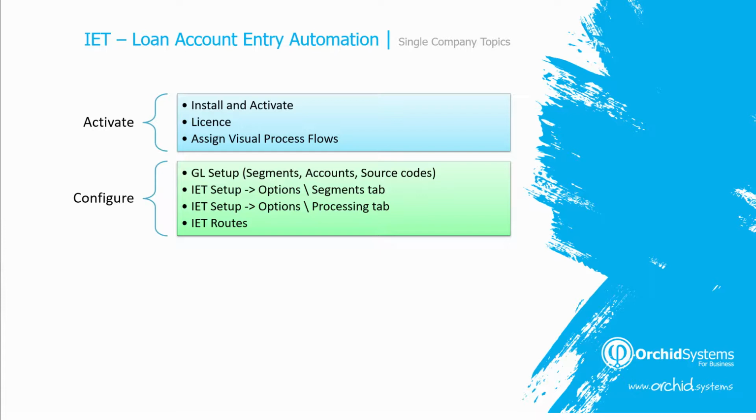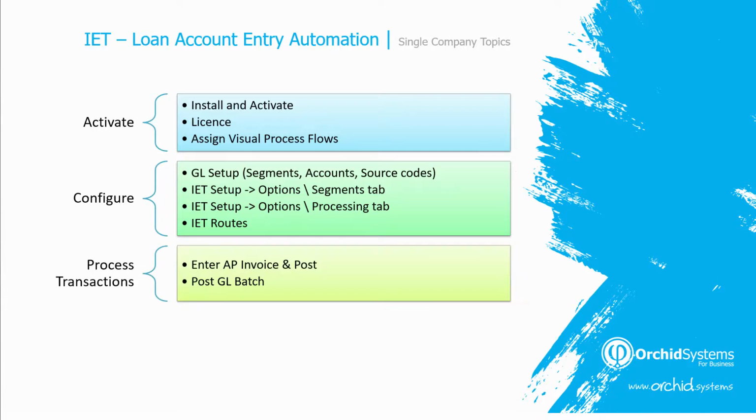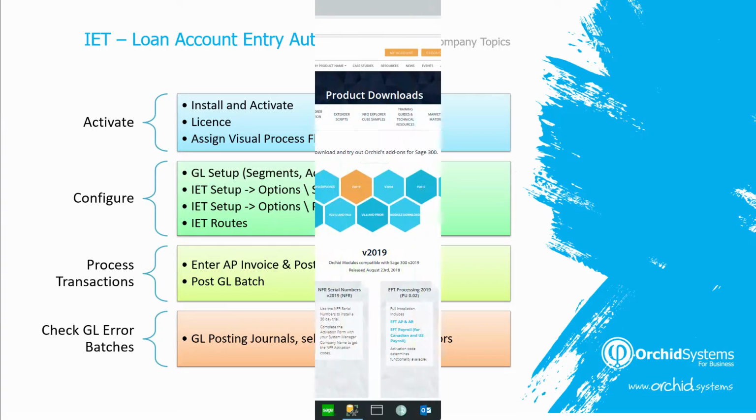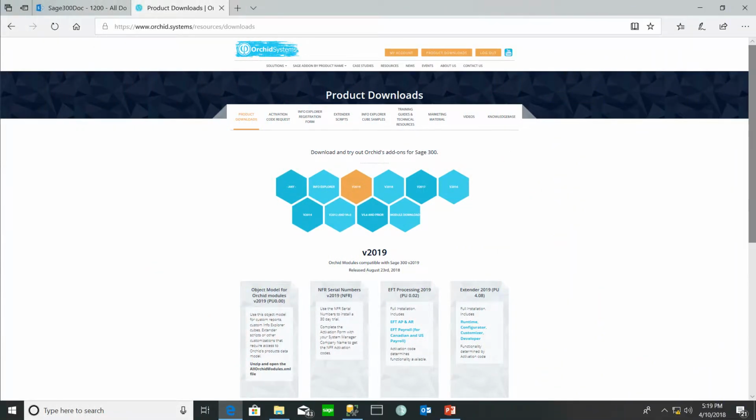Then in Inter-Entity Setup, we're going to configure the segment and select our options on the Processing tab. We also need to define the inter-entity routes between the entities. Then we're going to process an accounts payable transaction, post it in the GL, and look at the resulting entries. We're also going to see how to use the GL posting journal when errors occur in inter-entity transactions.